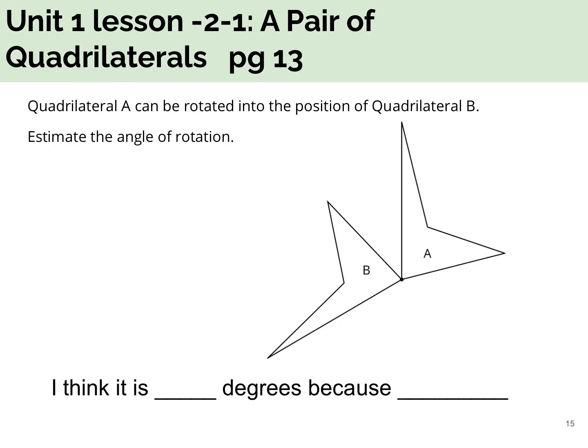So we're going to go into Lesson 2. On page 13, we have this picture here, a quadrilateral, so a four-sided figure. A can be rotated into the position of quadrilateral B. So we're starting with A, and then we are going to B. Estimate the angle of rotation. I think blank, it is blank degrees because blank. So go ahead and answer that question, and then come back to me.